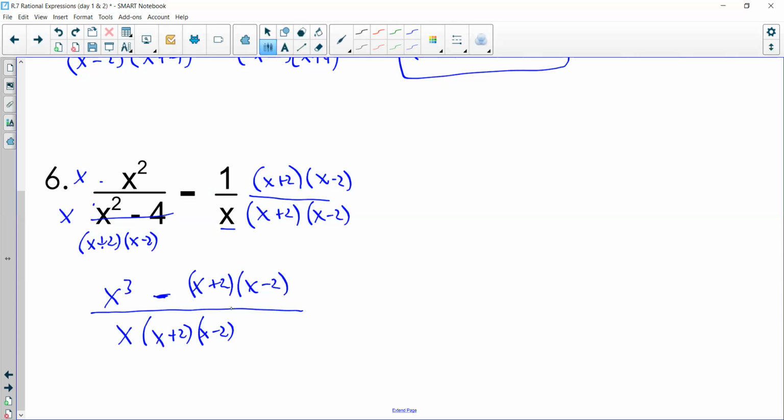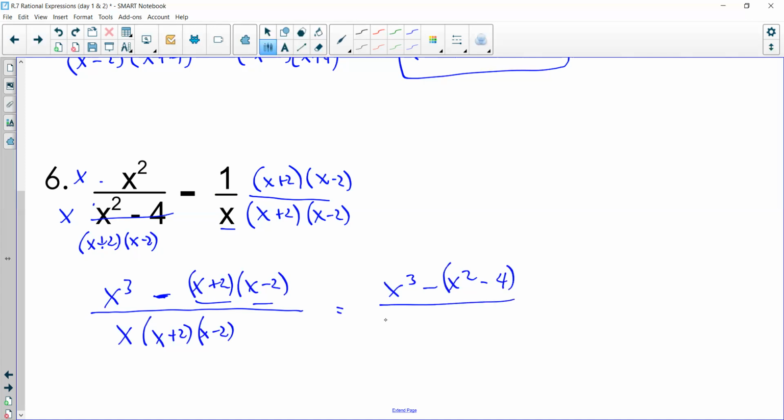What I have to do on the top is do the multiplication and see what I get. Okay, so again, order of operations, multiplication comes before subtraction. So I have to FOIL this. I'll keep my x to the third out here, minus, and then x times x is x squared. x times negative 2 is negative 2x. And actually, this is just a difference of squares. So this would come back together, I'm sorry, as x squared minus 4.